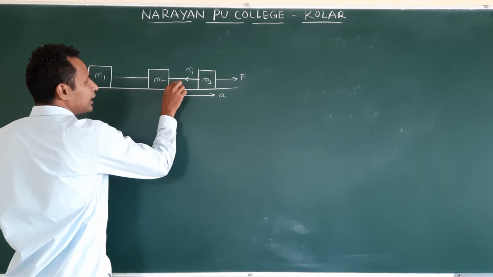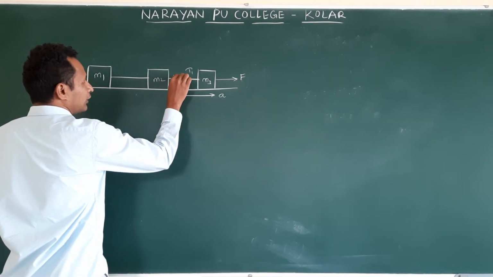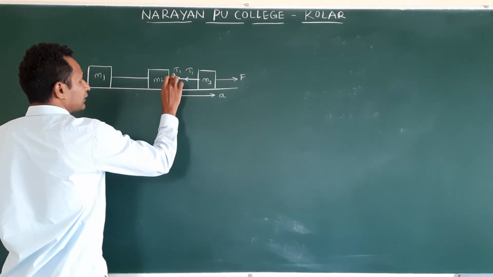Who pulls this object? Tension pulls this object. That is this tension only, T1. That will be independent. Clear?